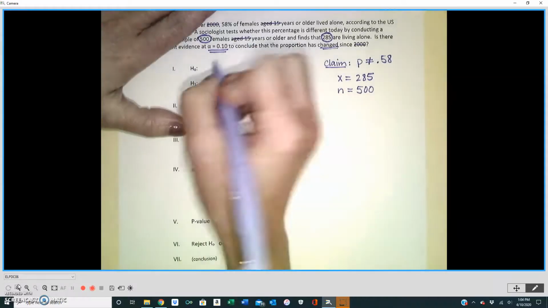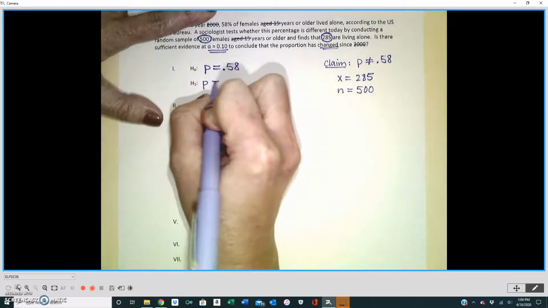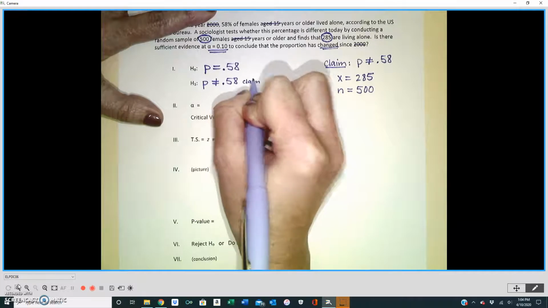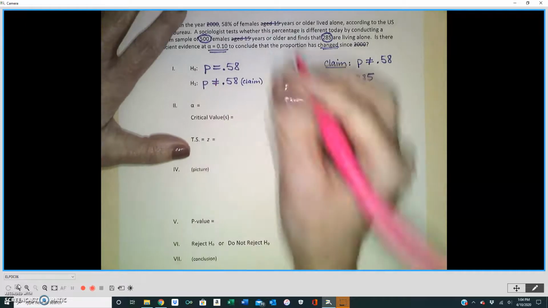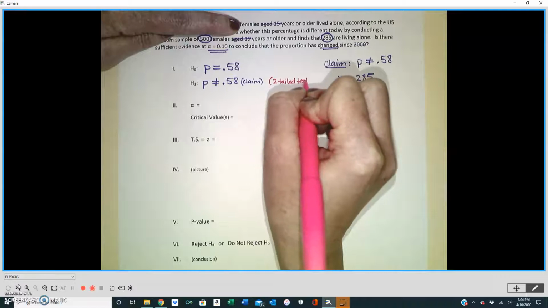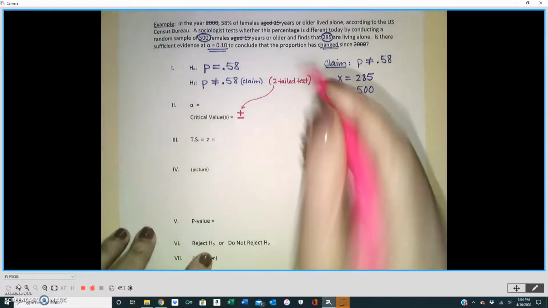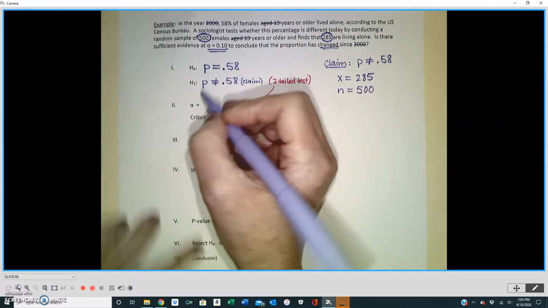All right, so for H0, you always put in equals. That's H0. The claim goes here. This is our claim. And what type of a tailed test would this be? When you have a not equal sign, that makes a two-tailed test. And because it's a two-tailed test, I can tell you we're going to get two critical values. So I'm going to go ahead and put the plus and minus there because I know it's going to have two critical values. The alpha they told us to use was 0.10.